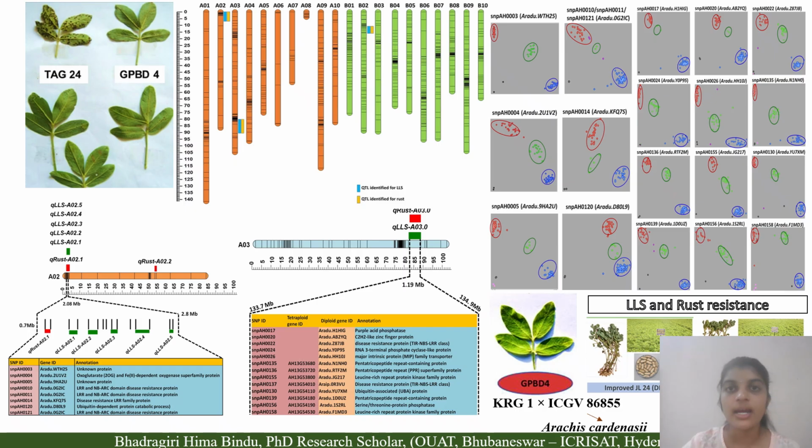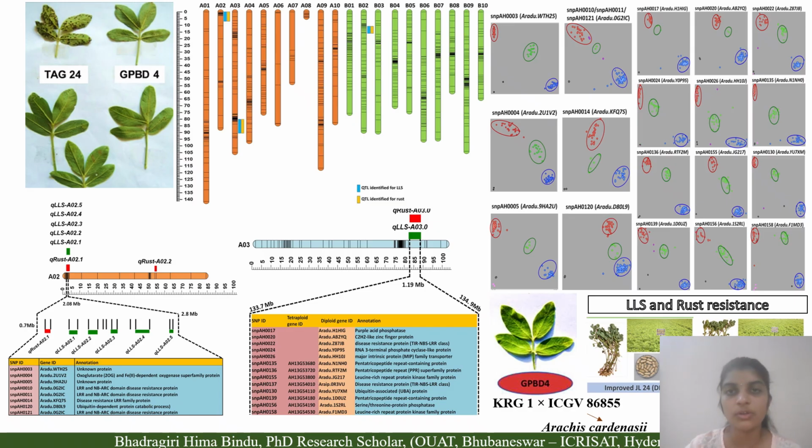Keeping this in mind, a susceptible variety TAG24 and a resistant variety GPBD4 have been crossed to develop a RIL population. The resistant source of GPBD4 is Arachis cardenasii. The RIL population is phenotyped for several seasons and is also genotyped. Utilizing the phenotypic and genotypic data of this RIL population, QTL mapping and QTL identification have taken place. The results reveal some important genomic regions on chromosome 2 and chromosome 3 which are responsible for the disease resistance of both these diseases.